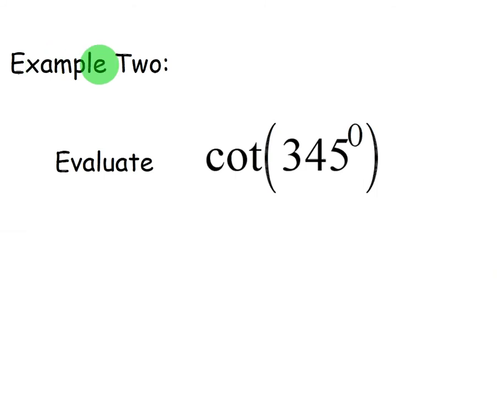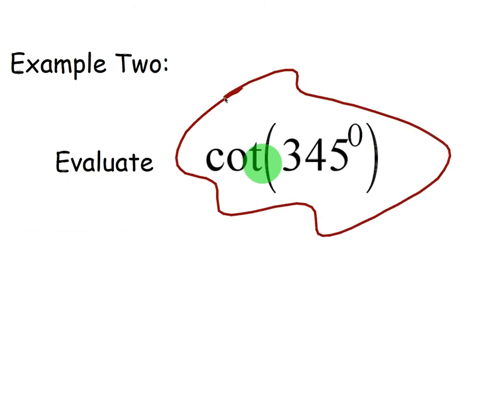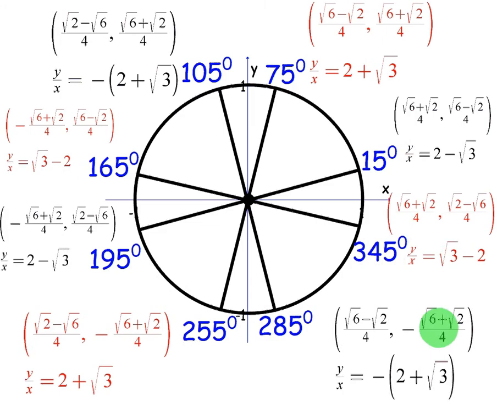For our next example 2, we're going to be evaluating cotangent of 345 degrees. And we're going to be using our enhanced unit circle. Now, you might be thinking, how can we figure out cotangent if it's not even on our enhanced unit circle? All we have is y over x, which is tangent. Well, fortunately, we know that cotangent is just the flip of y over x.